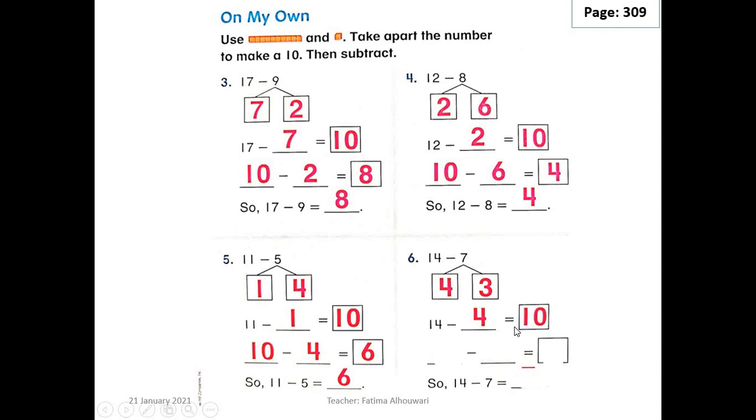Great job, grade 1. And now the last step is to subtract from 10 to have the final answer. So 10 minus the left part of 7, which is 3. So 10 minus 3 equals 7. So 14 minus 7 equals 7. Amazing. Great job, grade 1. So please, grade 1, be sure to write this answer in your book, page number 309.